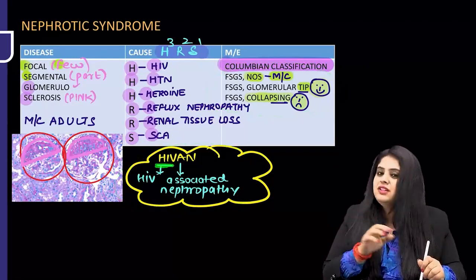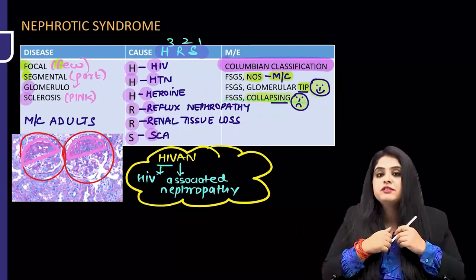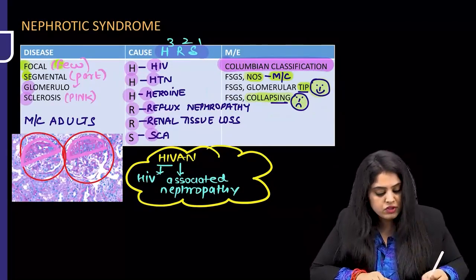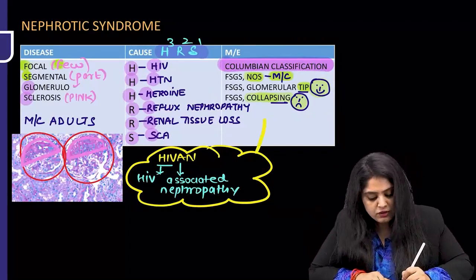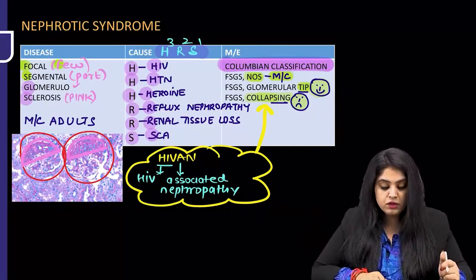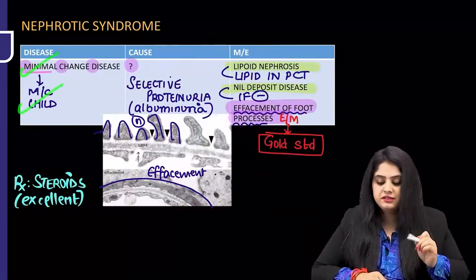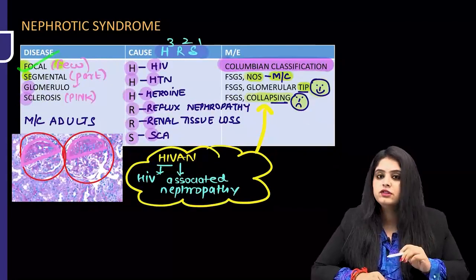Socho. HIV is a bad disease, worst disease to have. So the worst kind of FSGS will happen in it. Na? So please remember which kind of FSGS. HIVAN is going to be associated with the collapsing type of FSGS. It's a previous year question that you get. So simple. Childhood wala minimal change disease ho gaya. Adult wala FSGS also done.